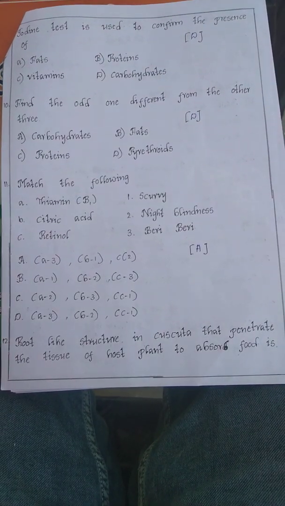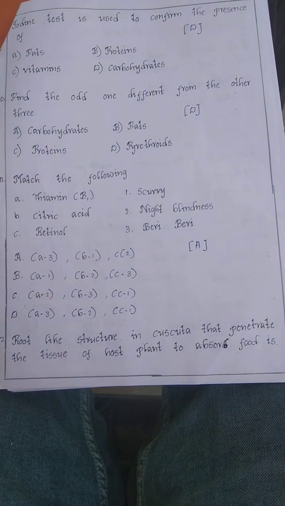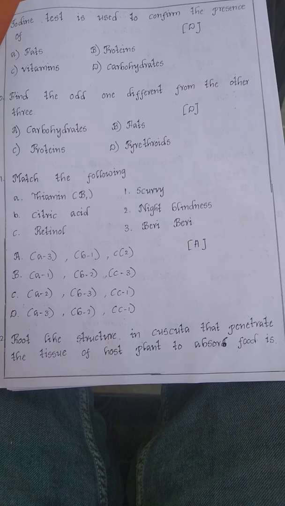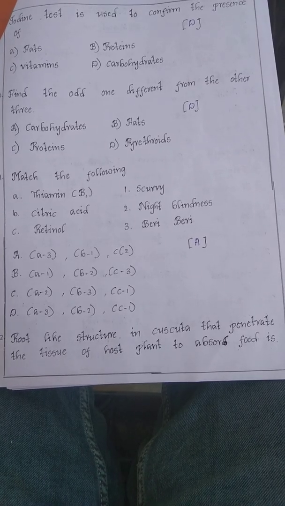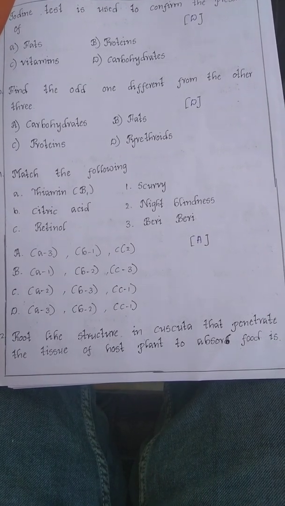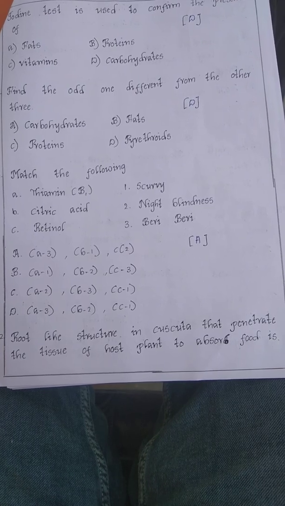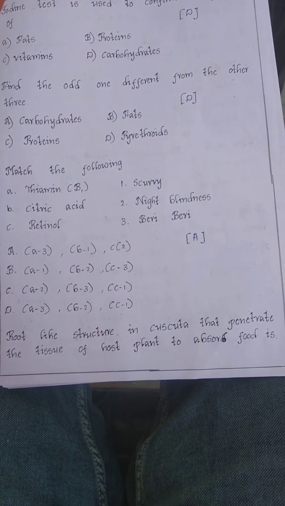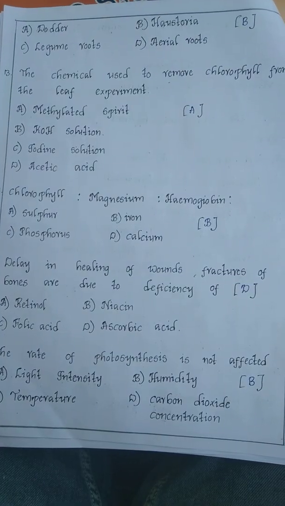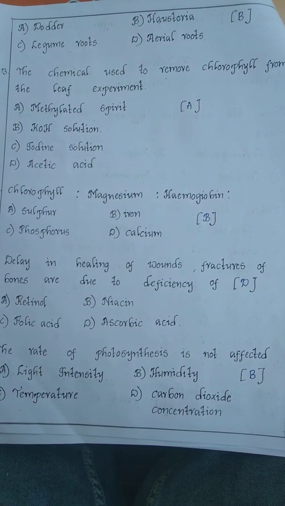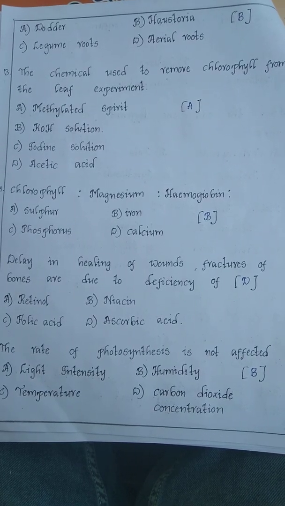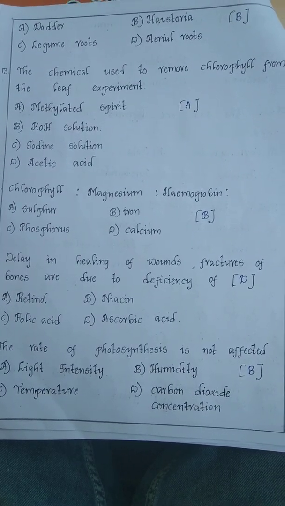Now, root-like structure in cuscuta that penetrates the tissue of host plant to absorb food is. What is the root-like structure in cuscuta that penetrates the tissue of host plant to absorb food? Option A, dodder, haustoria, legume roots, aerial roots. Haustoria. Option B is the correct answer.